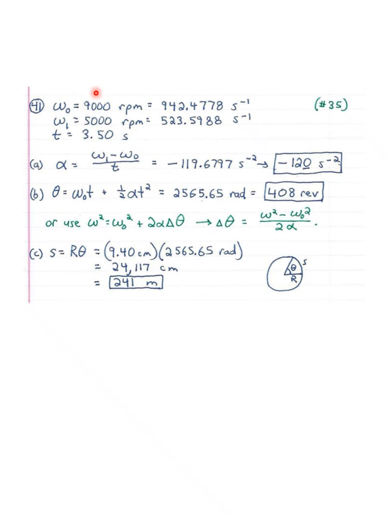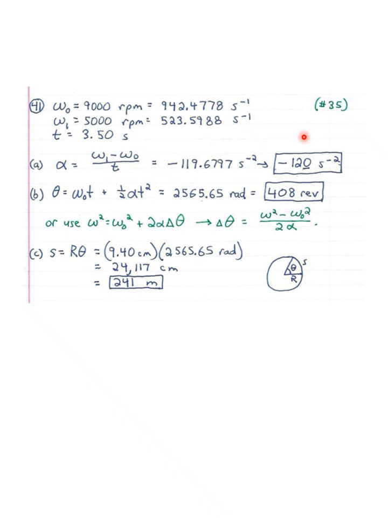We have omega naught and omega 1 in RPM. I've converted those to radians per second. We're going to need that to get through this problem. And you can look back at problem number 35 where I did the conversion from radians per second to RPM. But there's the values in radians per second. A is asking what is the angular acceleration. So we'll do the change in omega over time. Omega 1 minus omega naught. It's negative because it's slowing down. We get negative 120 radians per second squared.